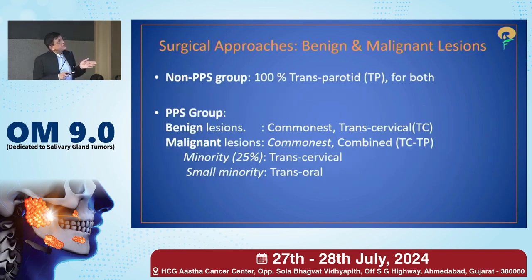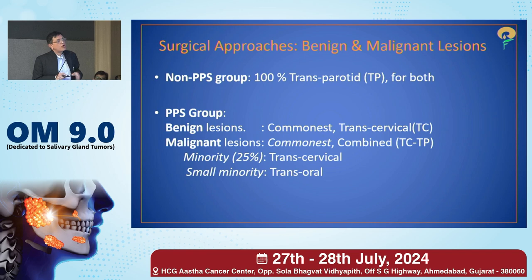So the approaches to benign and malignant lesions. If you look at the non-parapharyngeal space group, it is 100% transparotid, no matter whether it's benign or malignant. So please understand, deep lobe doesn't mean it's a parapharyngeal lesion. For most of them, 167 out of 227 patients, it is 100% transparotid approach. For the parapharyngeal space group, you have all these different approaches.